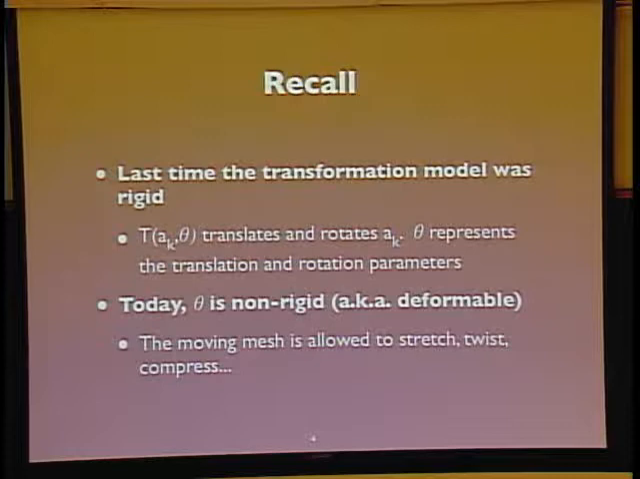Last time, the transformation models that we considered were rigid, which is to say all they did was translate and rotate the moving mesh A instead of stretching, compressing, squishing, deforming, or twisting the local locations on that moving mesh. And today, as you might guess, we're doing the opposite. We're assuming that it is possible to treat the moving mesh A as though it is made of some kind of rubbery material that you can bend and twist and compress and stretch.